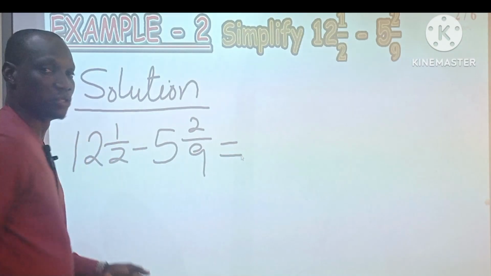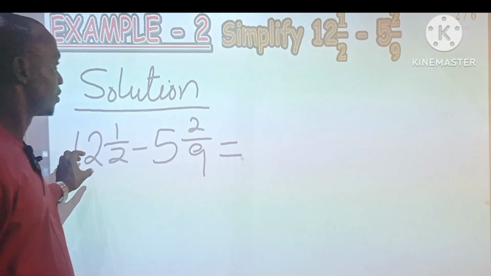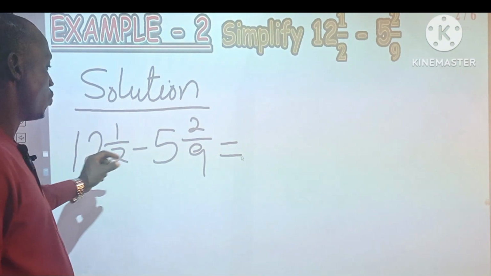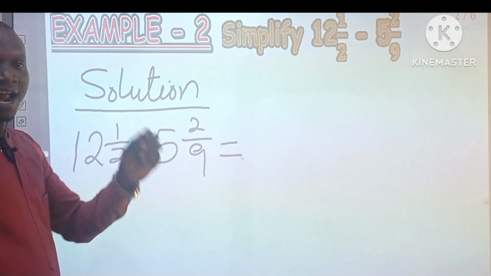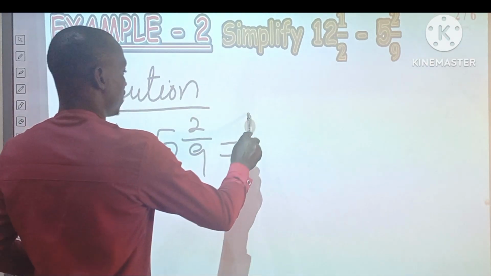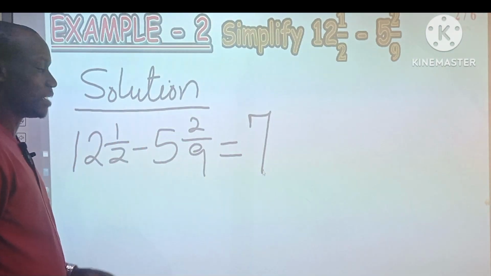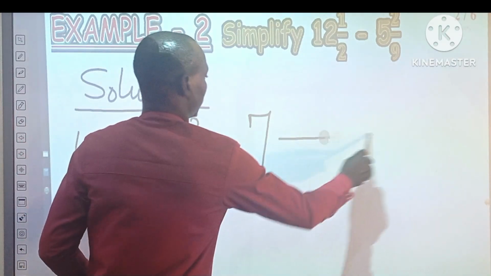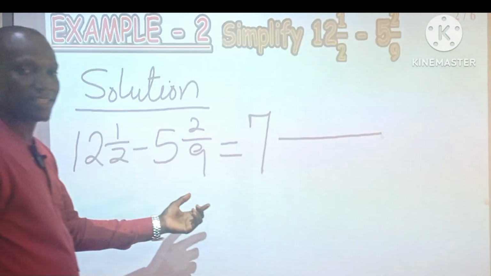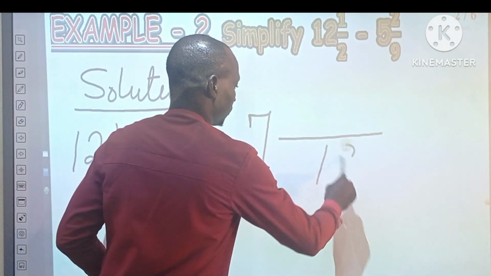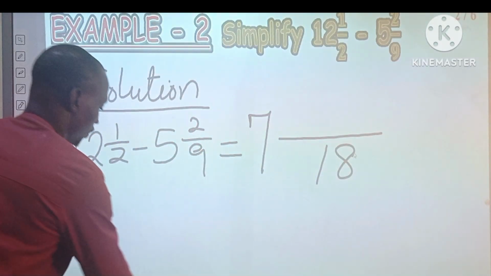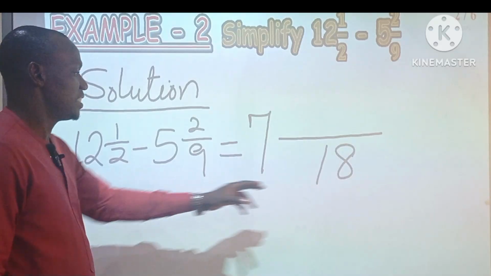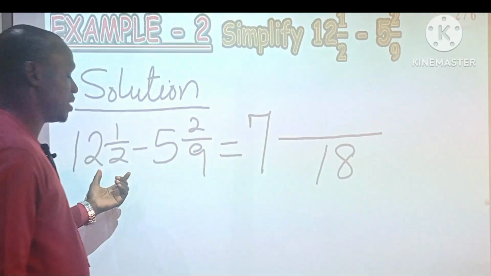Now the first thing we must do is to subtract the whole numbers. Since our sign is subtraction, when we take away 5 from 12, our answer will simply become 7. Now the next step is to look for the LCM of the denominators. The LCM of 2 and 9 is 18.